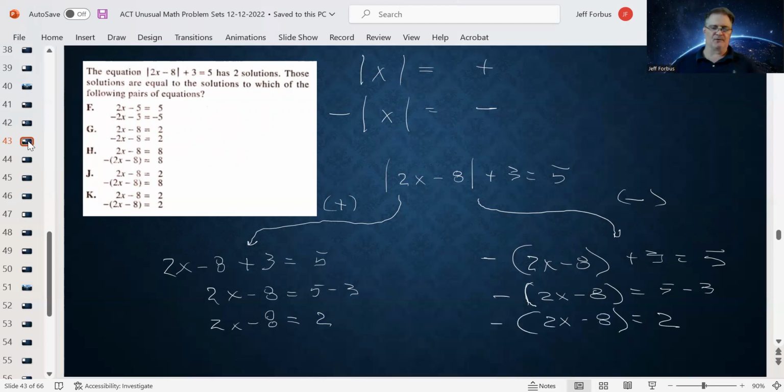Now, look at your answer choices. Look at K. K has 2x minus 8 is equal to 2, so it has this one. And it has the negative binomial, negative 2x minus 8 is equal to 2, so it has that one. So it's answer choice K. You see, it's the logic about how you can manipulate the math. Most people look at this and they think, oh, this will be really easy, but not necessarily. Let's move on.